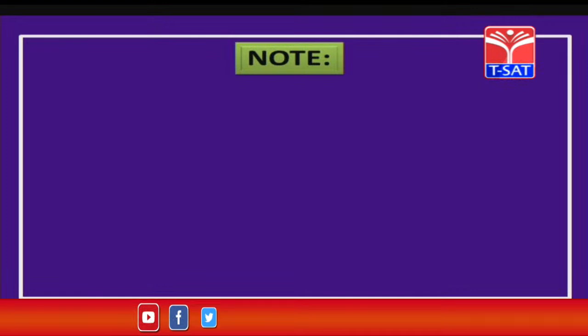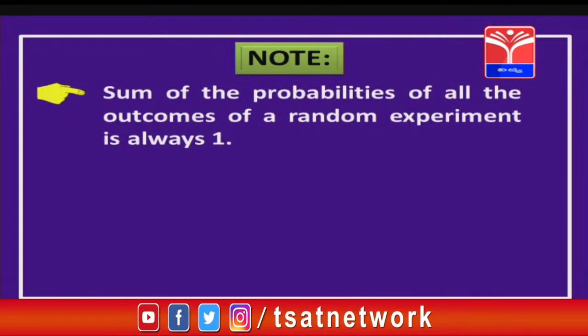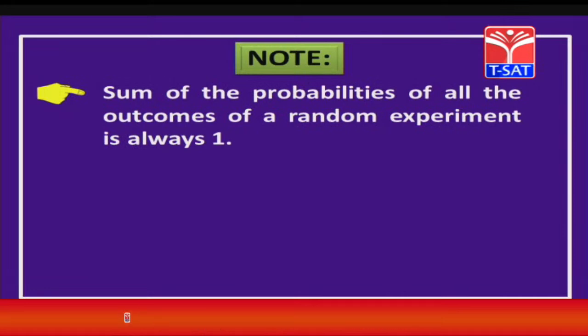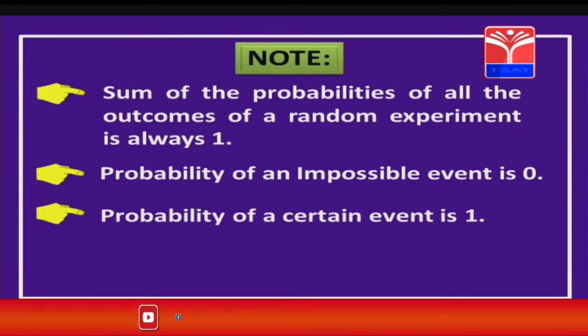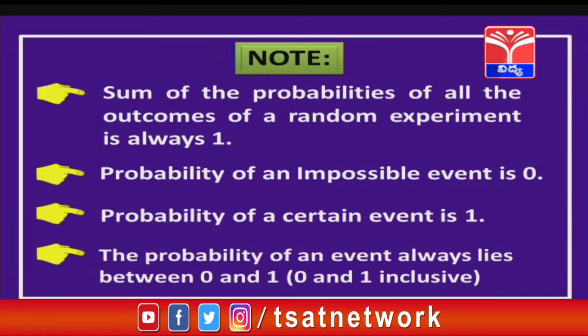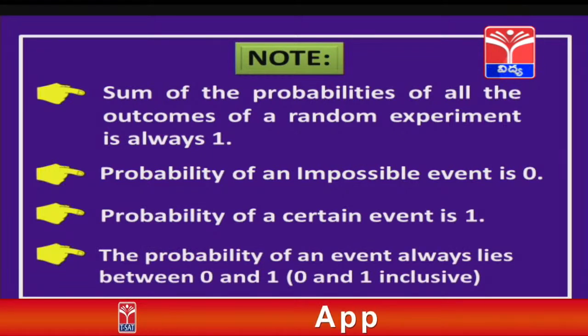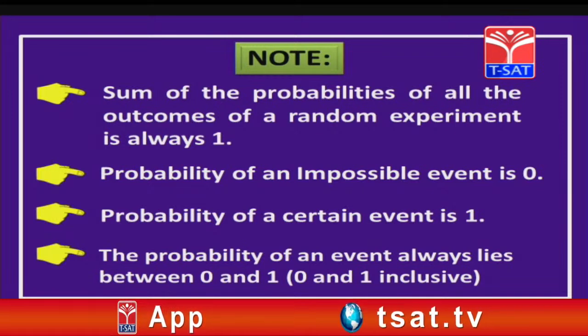So, let us note a few important points, children, that we have already learnt. That is, sum of the probabilities of all the outcomes of a random experiment is always 1, and probability of an impossible event is always 0, whereas probability of a certain event is always 1, and finally, the probability of an event always lies between 0 and 1, and both 0 and 1 are included in this, children, because 0 is for impossible event and 1 is for certain event or sure event, I can say.